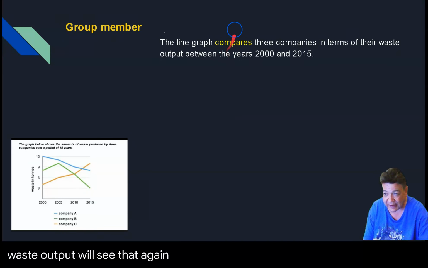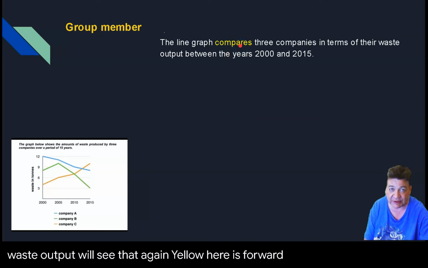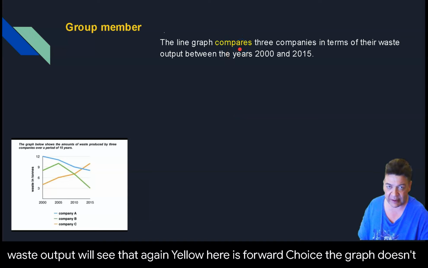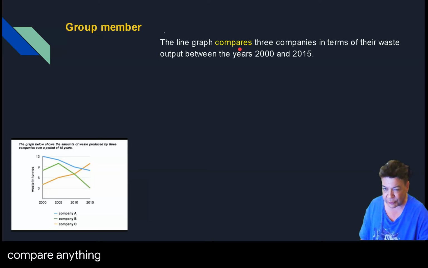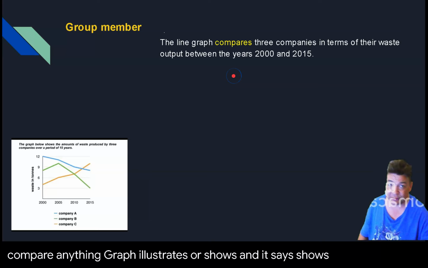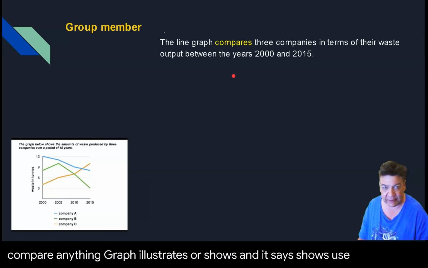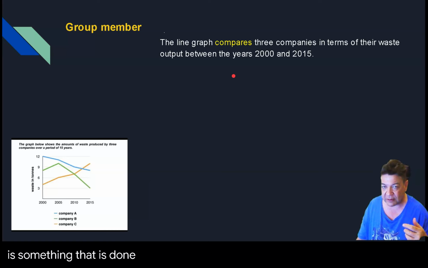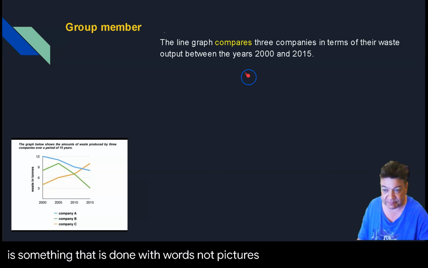Okay. Now, actually, yellow here is for word choice. The graph doesn't compare anything. You compare it. The graph illustrates or shows. If it says shows, use illustrates. If it says illustrates, use shows. Comparing is something that is done with words, not pictures.